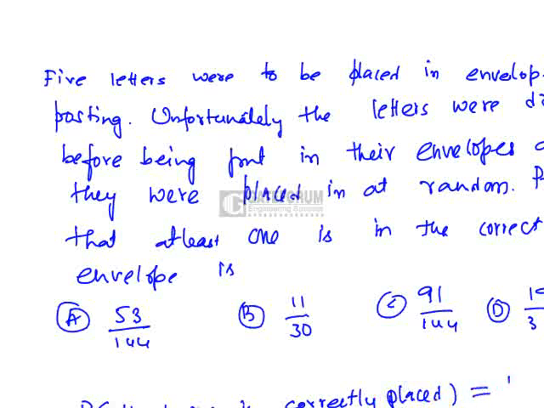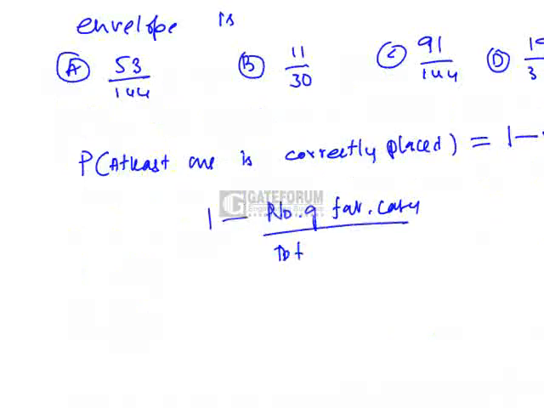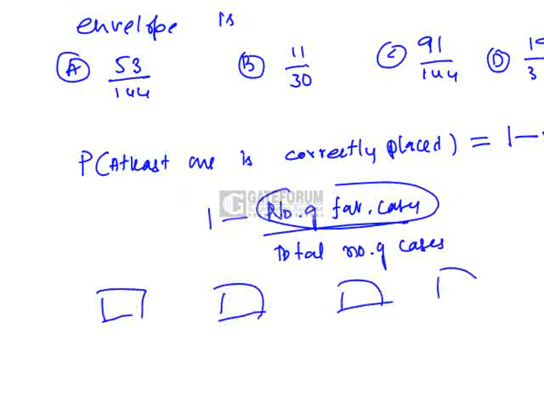which can also be written as 1 minus the probability that no one is placed correctly. So 1 minus the probability, which is the number of favorable cases divided by the total number of cases. Now let us look into the number of favorable cases. There are 5 envelopes and we have to place 5 letters such that no letter is in the correct place. So it is nothing but derangements.